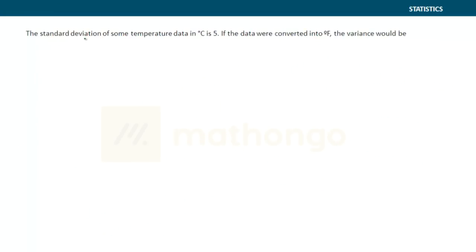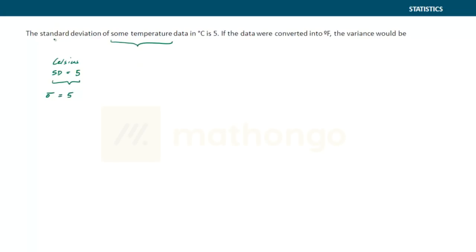So let's take another problem. It says the standard deviation of some temperature data in Celsius is 5, right? The data is in Celsius, and the SD for this is coming out to be 5. That is sigma is equal to 5, right? Now it says if the data were to be converted into Fahrenheit, the variance would be. So what will be the variance that is being asked of you now?